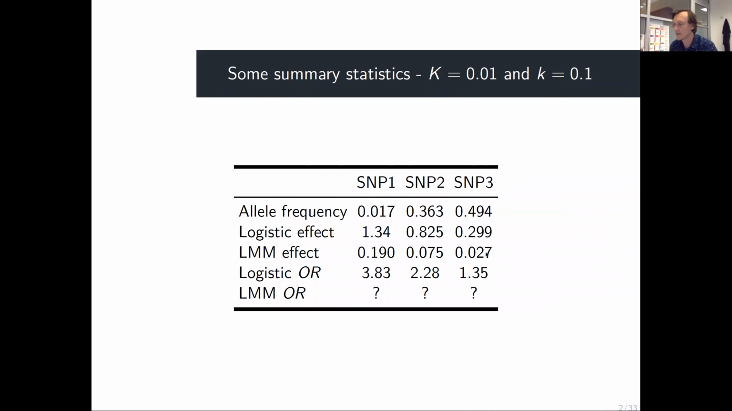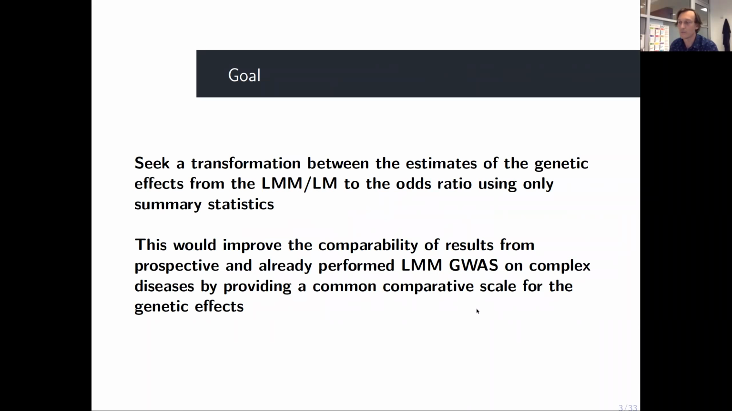The problem, the conceptual problem, is how do we transform these effects to the odds ratio? That motivates our goal. The main purpose of this piece of work is a utility piece of work.